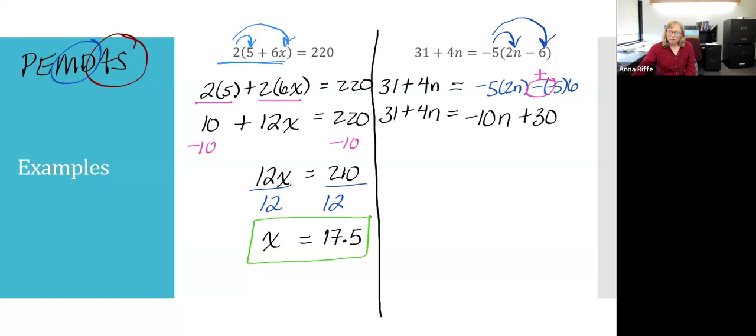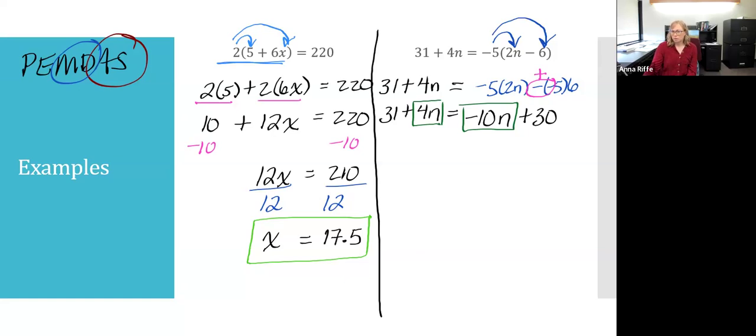Now that we've done that, we can note, well, where are the variables? Where are the variable terms? Looks like I have a variable term left and right. So my next step will be, let's get all of those on the same side. Maybe I'll move them to the left-hand side.